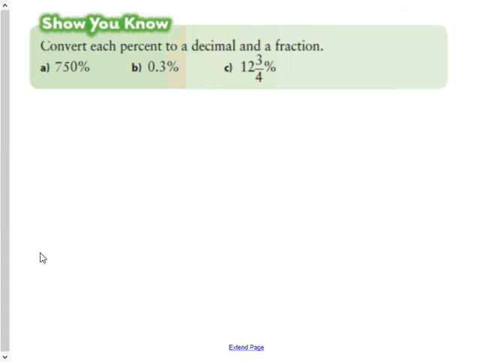Okay, your second last show you know, or show you know 3 in section 4.2 says convert each percent to both a decimal and a fraction. So the first one we're going to do is write 750%, and we're going to write it as 750 out of 100. Okay? So we're actually going to do the fraction first again, right?